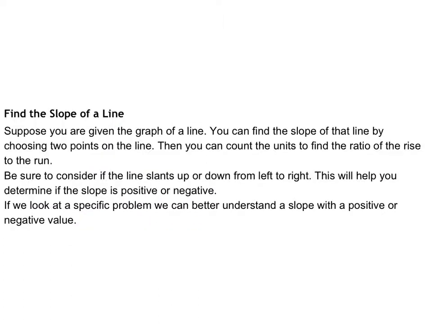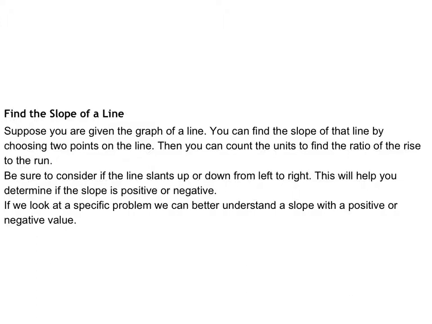So now we're actually going to find the slope of a line. Suppose you're given a graph of a line. You can find the slope of that line by choosing 2 points on that line. Then you count the units to find the ratio of rise to run. Be sure to consider if the line slants up or down from left to right. This will help you determine if the slope is positive or negative.